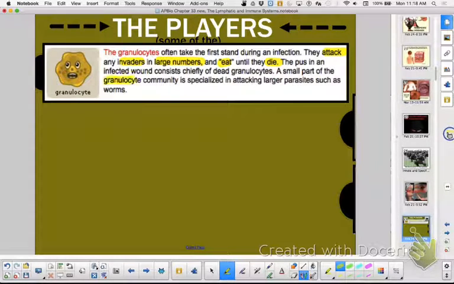A small part of the granulocytes are specialized in attacking larger parasites like a worm. Those are the eosinophils. They'll go for the big guys. So that's one of the players. Okay?